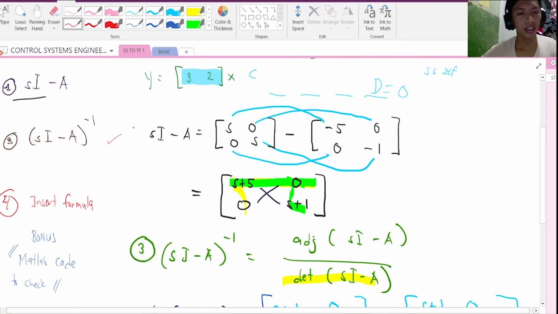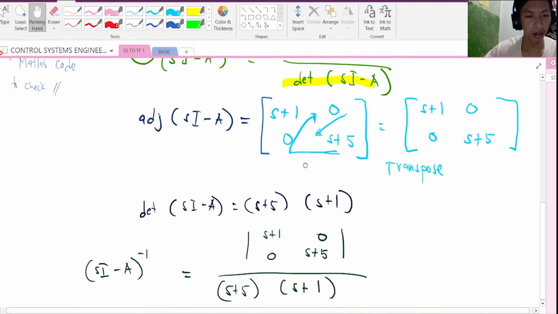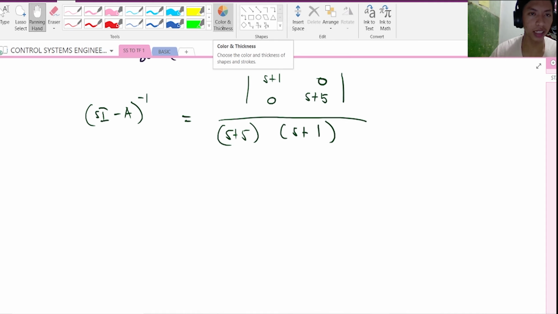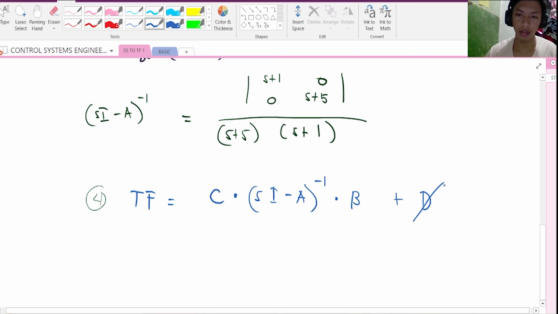So now, we deserve a clap from here. Nice. But not yet a drum roll because we're not finished. What we're going to do next is use the formula. This is our fourth step. So TF, or the transfer function, is equal to C, which is just 0.